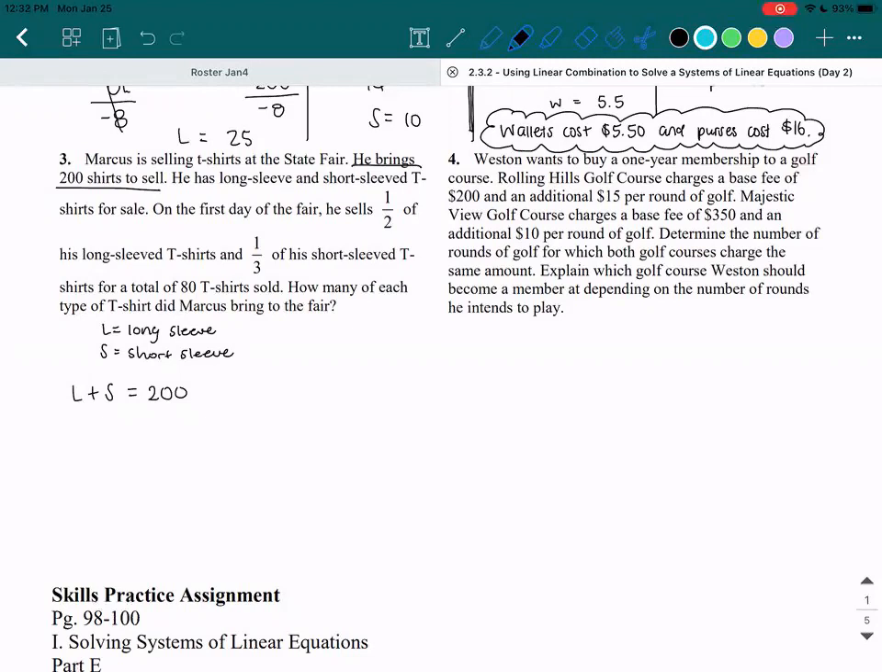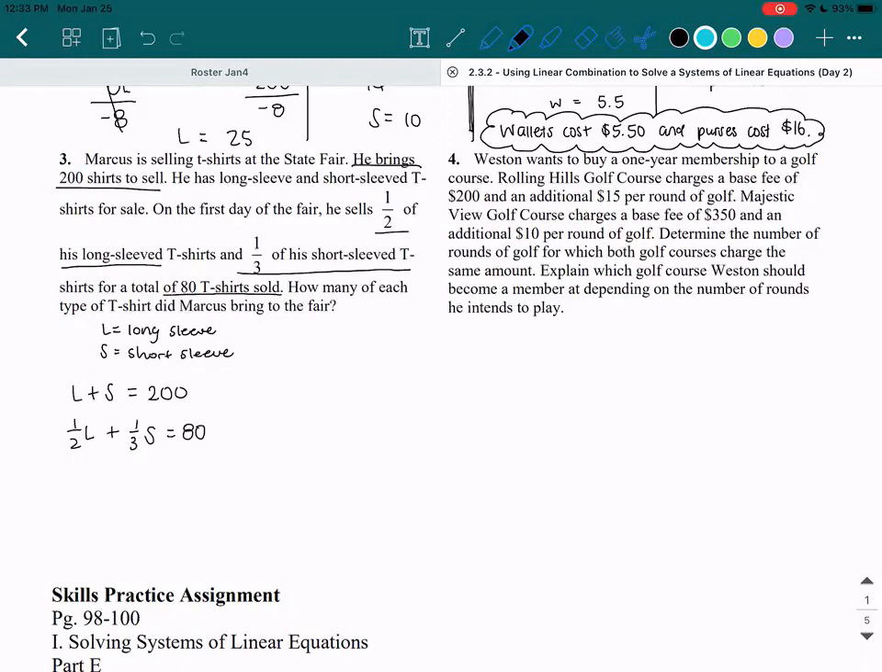Then the next part is probably the one that's going to throw you guys off just because it has fractions. But don't worry about the fractions. We're going to get rid of them in just a moment, but we have to use them first. So on the first day of the fair, he sells half of his long sleeve t-shirts. So I'll underline it: half of his long sleeve t-shirts. And I'll write 1/2 of the L's, half of the long sleeves, and 1/3 of his short sleeves. So plus 1/3 of the short sleeves equals a total of 80 t-shirts sold. See, 1/2 L plus 1/3 S is equal to 80. It's not that bad. We're about to get rid of the fractions.